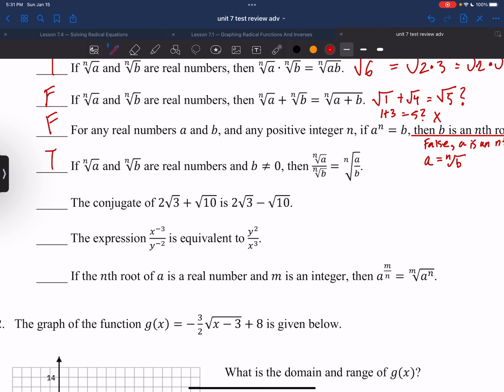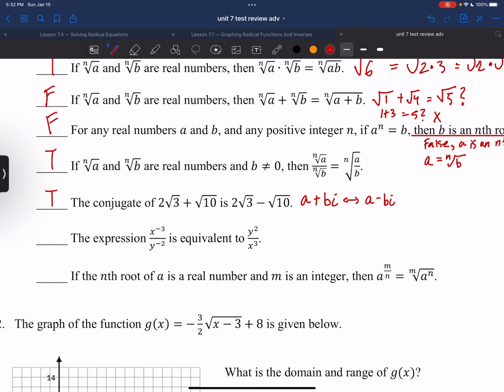Okay. The conjugate of 2 root 3 plus root 10 is 2 root 3 minus root 10. Also true. That's how I define conjugates. A plus bi, the conjugate is a minus bi. Now, I'm using imaginary numbers here, but whatever, right? The idea of conjugate is just switching that sign.